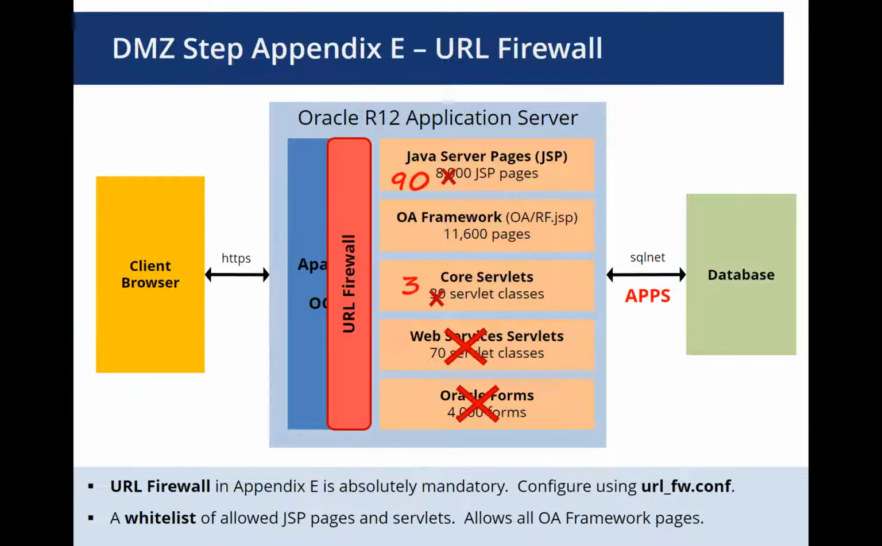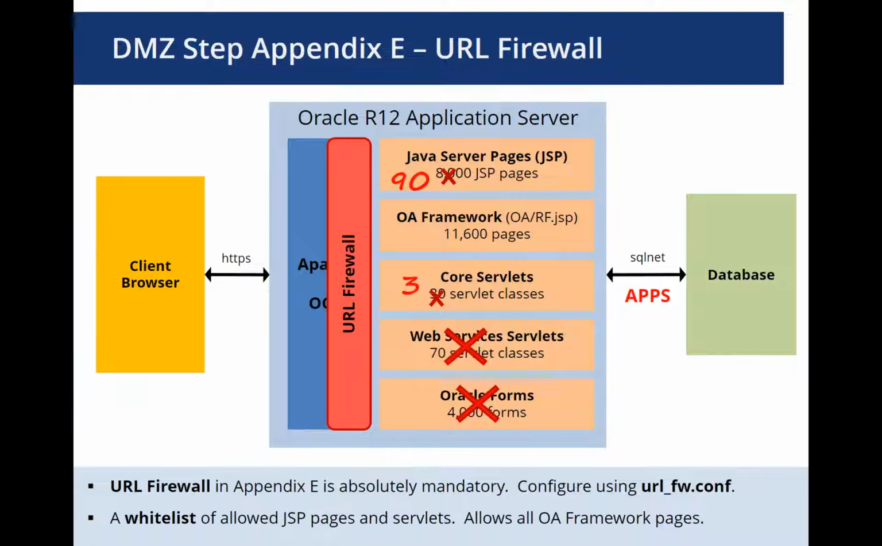So the first key feature when you're deploying to the internet is you need to enable the URL firewall. The first huge mistake we see is that the URL firewall is an appendix in the DMZ documents, so it's not obvious that this has to be deployed. But this is your first line of defense, trying to limit the application from 20,000 pages down to just a few, and the URL firewall provides that protection.